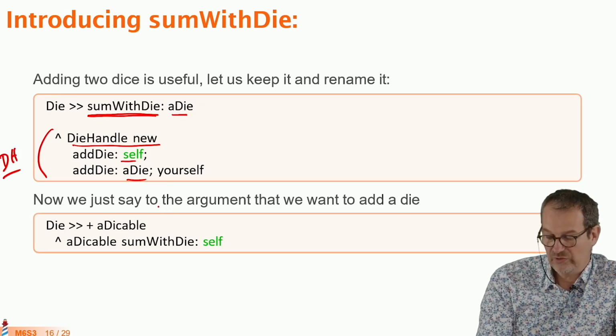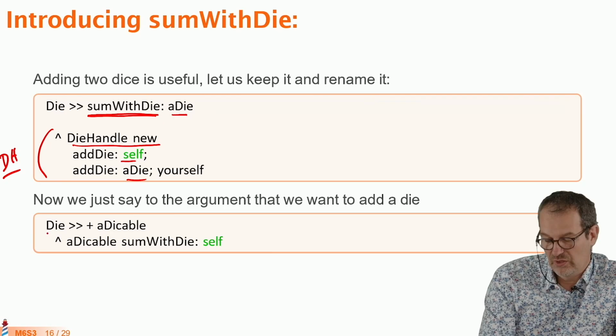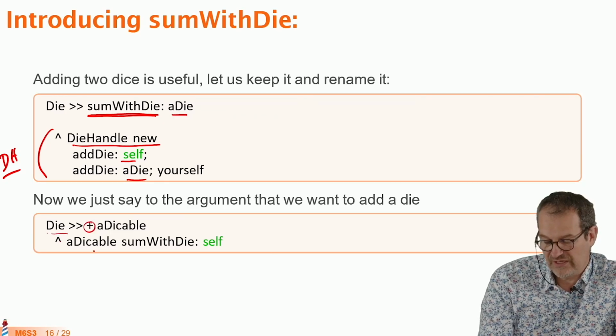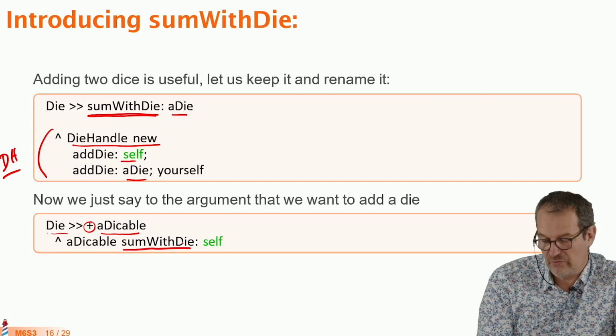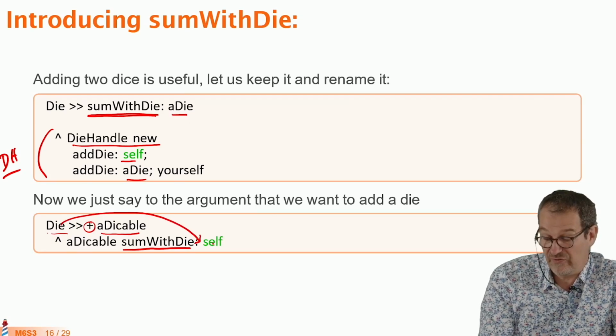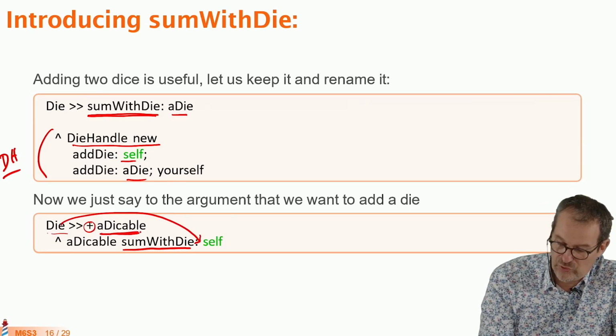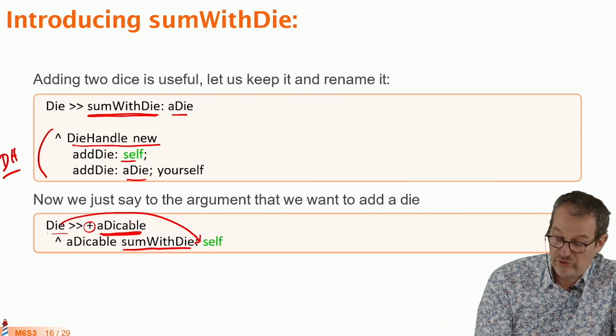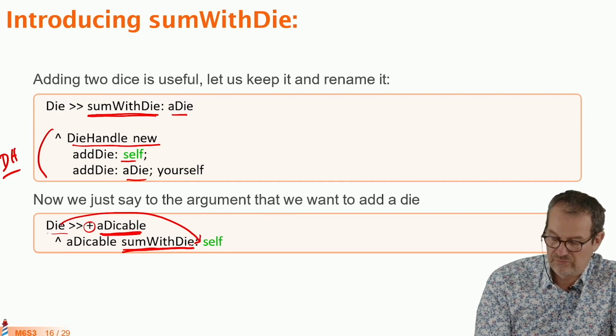And now we can just say, oh, you know, the plus, we revise it, and we said, okay, we send to the argument the message sum with die, passing self as argument, because we are in the die class, so self is a die. What we don't know is what this argument is. So this can be either a die or a die handle, so we just send this message.